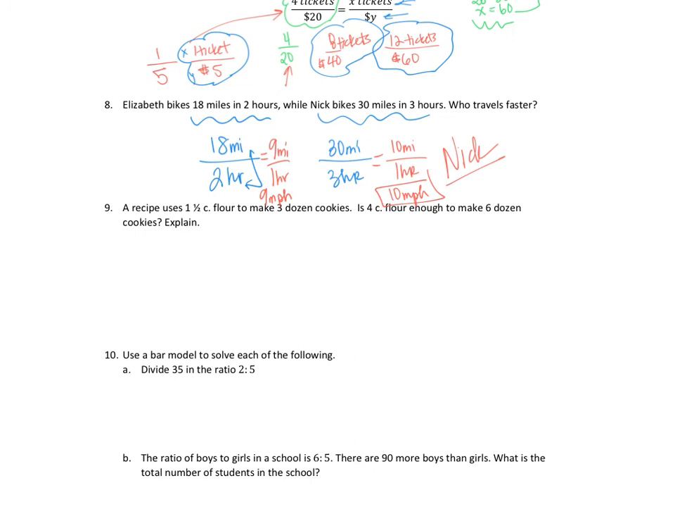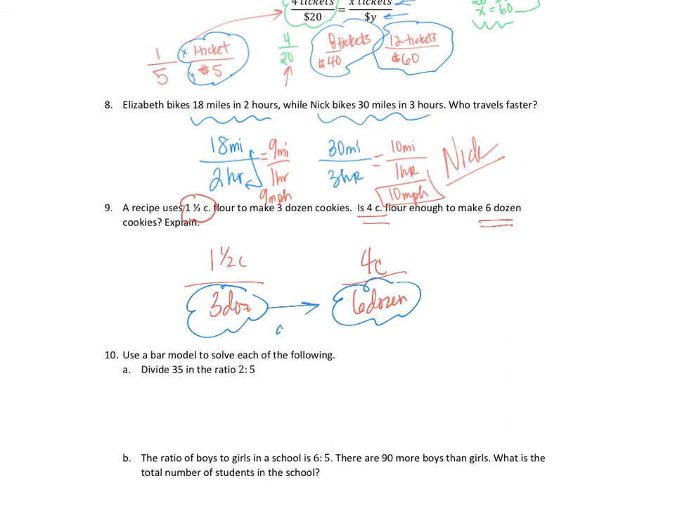For number 9, we're looking at a recipe that uses 1.5 cups of flour to make 3 dozen cookies. So it wants to know if 4 cups of flour would be enough to make 6 dozen. So we know that we need 1.5 cups for every 3 dozen. And it's saying, well, if I have 4 cups, that makes 6 dozen. Well, if you look at the number of cookies they want to make, we have 3 dozen to 6. That's just doubling the recipe. So that would mean we would just need double the amount of flour.